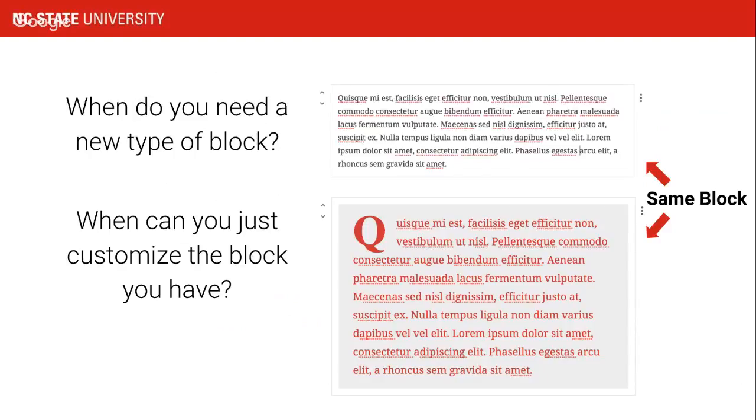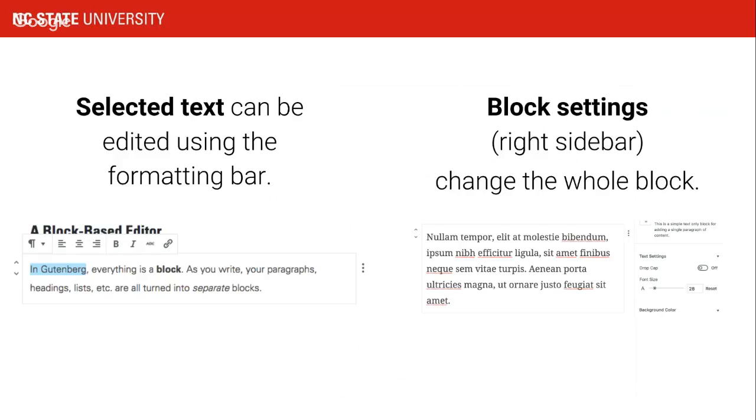It's also not always clear when you need a new type of block or when you can just customize the block that you have. So here we have two screenshots of the same block. Both of these are paragraph blocks, but at the top, it's a paragraph block that's totally unstyled. We haven't done anything with it. And at the bottom is a paragraph block that uses all of these customization options to make it look very different, to make some text stand out and be really visible and prominent. Again, this is just something you gain with a little bit of experience.